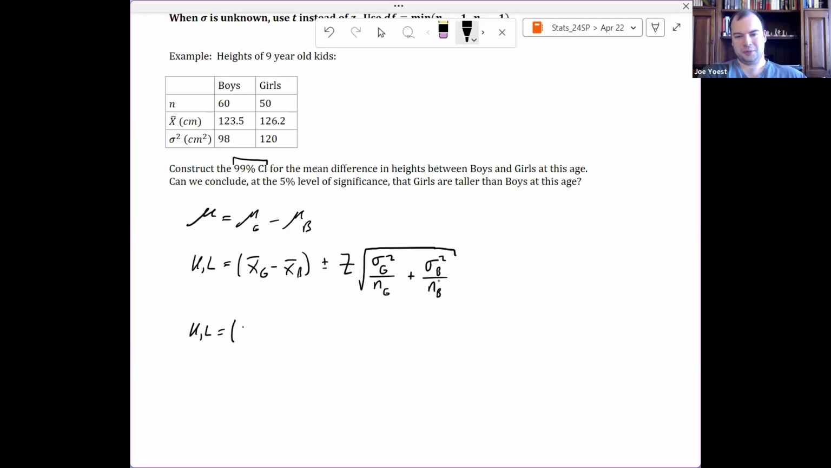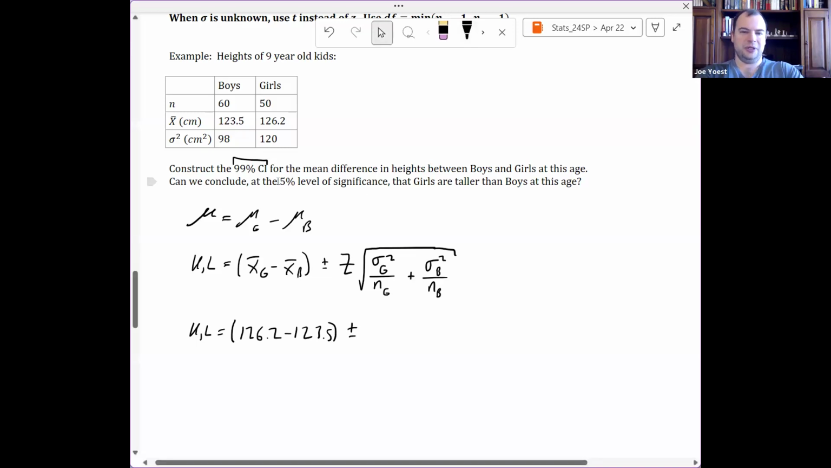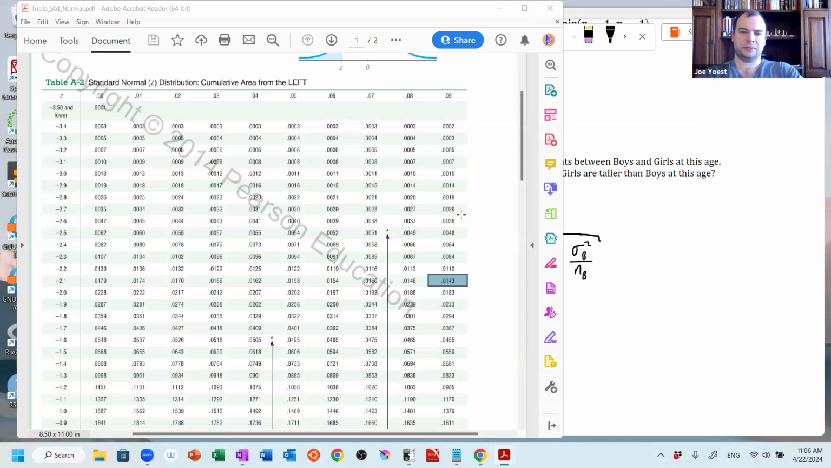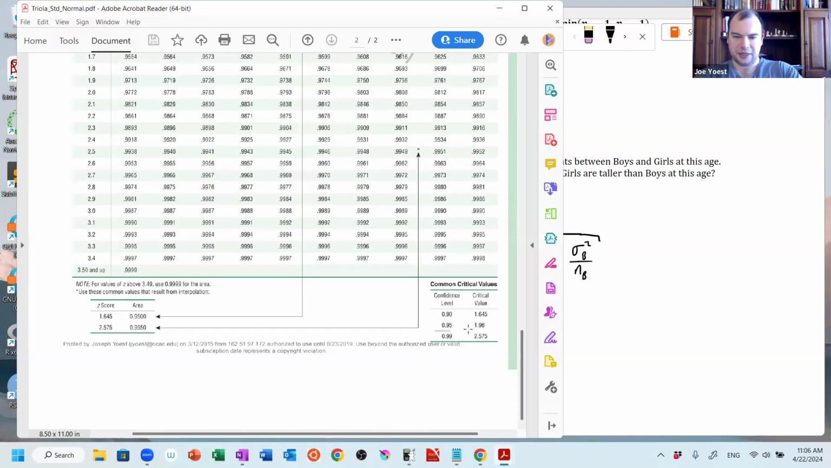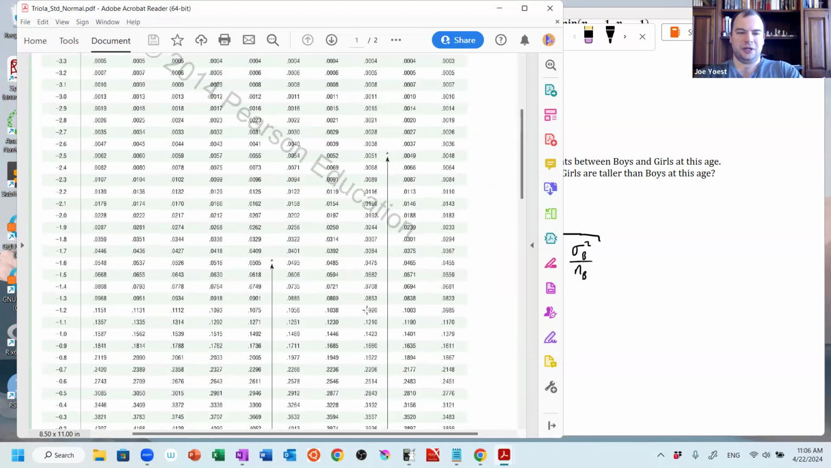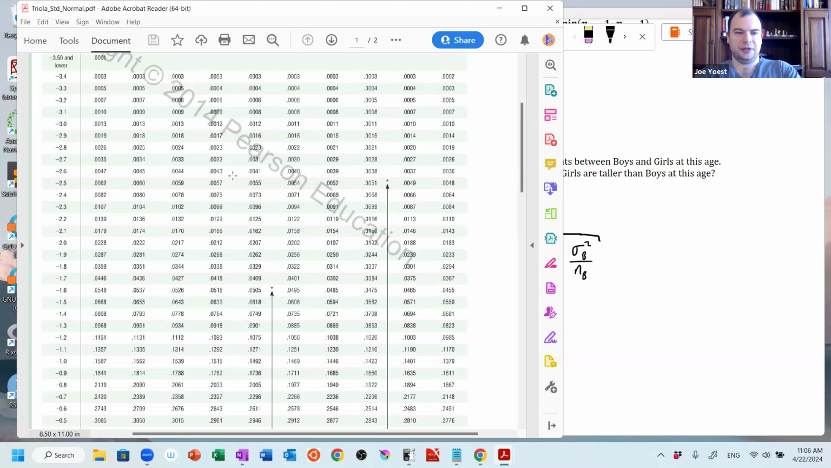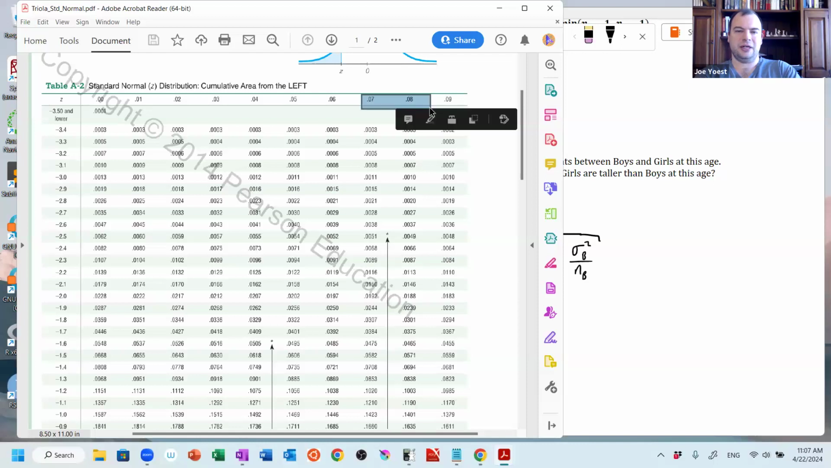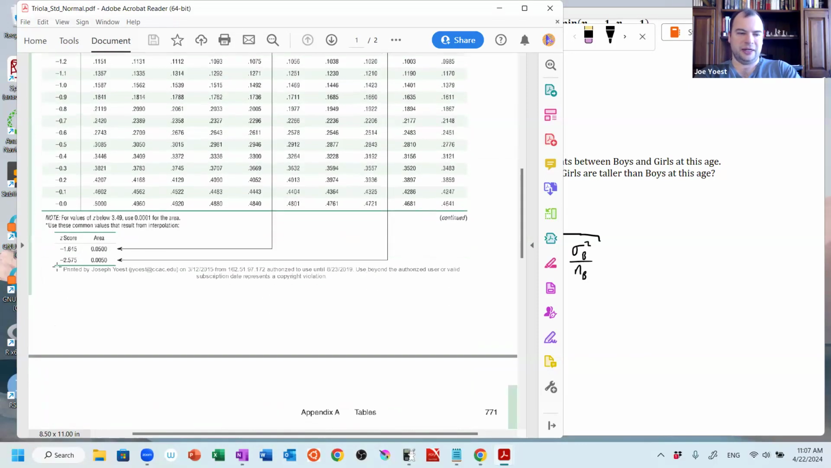Or plugging in, we get what? X bar girls is 126.2 minus x bar boys is 123.5, plus or minus, well, we need a z number. We need a 99% confidence interval. So let me bring up my z table here. And again, I could use this little box down here. Looks like 2.575. Or I could say, okay, 99% in the middle means 0.5% in each tail. So I'm looking for 0.005, and that is right here. That gives me negative 2.57 or negative 2.58. We'll go with the one right in the middle at negative 2.575.